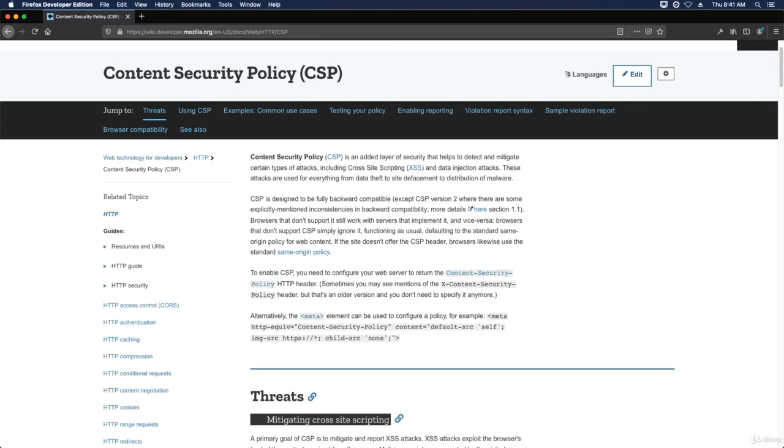Okay. So the content security policy is very important because it adds a layer of security that helps to detect and mitigate certain types of attacks. So this is an important part of understanding HTTP because security is always important. So there you go. That's content security policy.